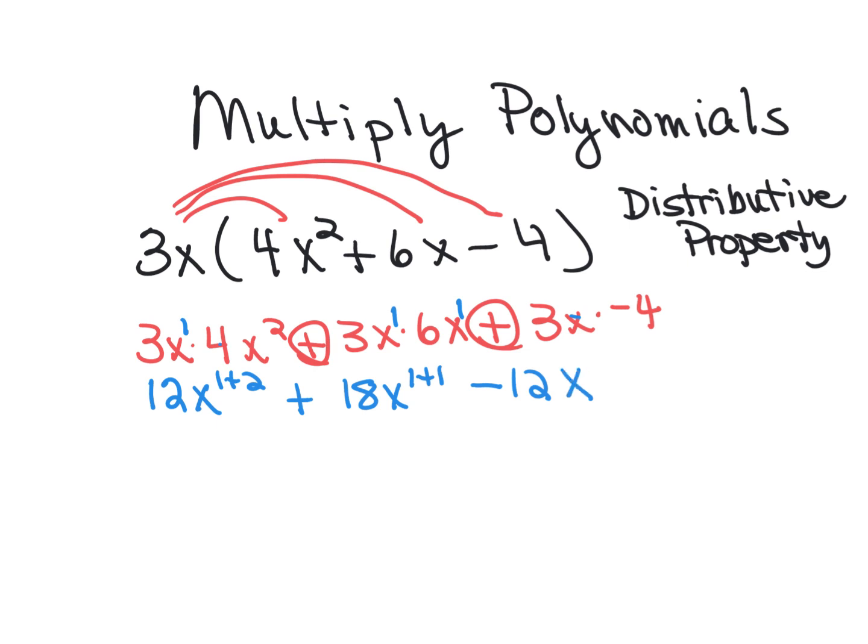Then I'm going to simplify. If I add 1 plus 2, that becomes x to the 3rd. I add 1 plus 1, it becomes x squared, minus 12x.